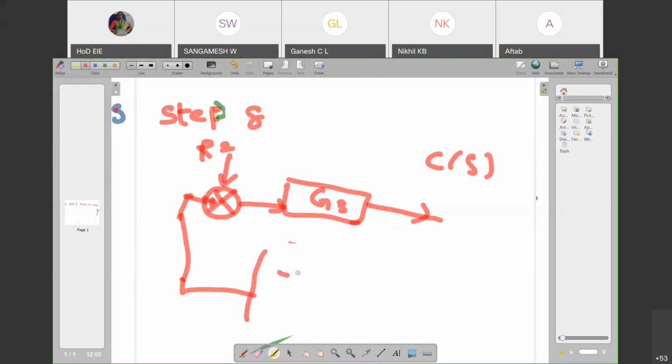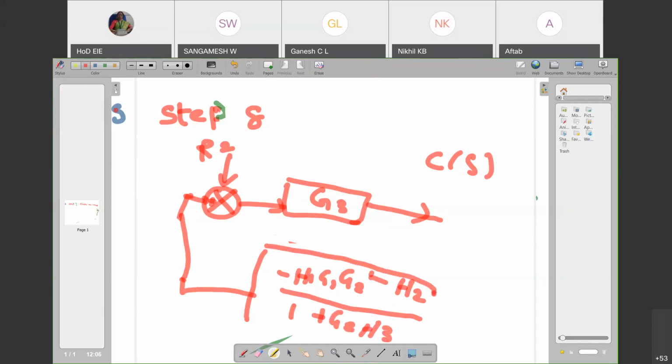Okay, minus H1, G1, G2 minus H2 by 1 plus G2 H3. This is the result of the cascading, and this is your C of S. Okay.